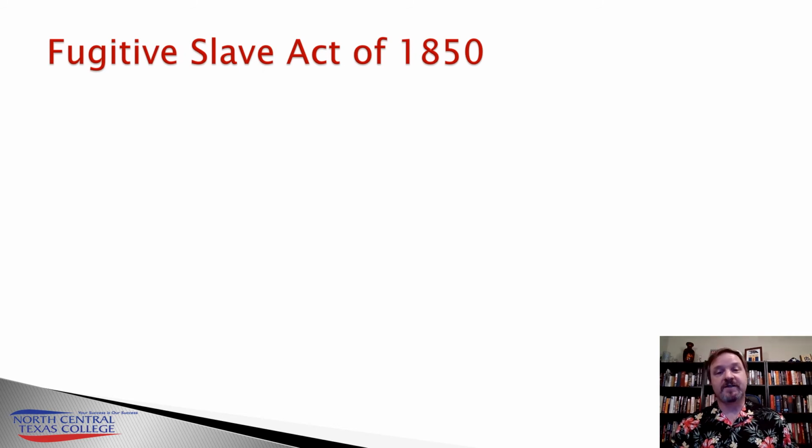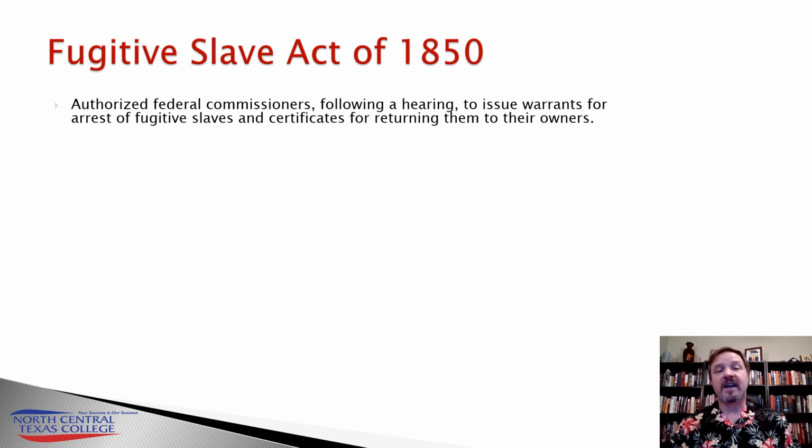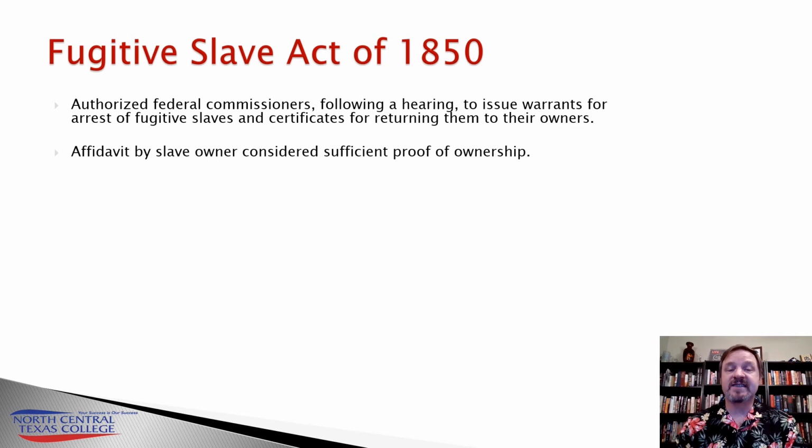When you look at the Fugitive Slave Act of 1850, it is incredible. I mean, it's amazing that any Northerner didn't just home in on this right away and say, this is absolutely unacceptable. Here are the provisions of it. First, it authorized federal commissioners, following a hearing, to issue warrants for the arrest of fugitive slaves and certificates to return them to their owners. All right, that's not very different from the Fugitive Slave Act of 1793. But it gets worse. An affidavit by the slave owner was considered sufficient proof of ownership. That's all you had to provide.